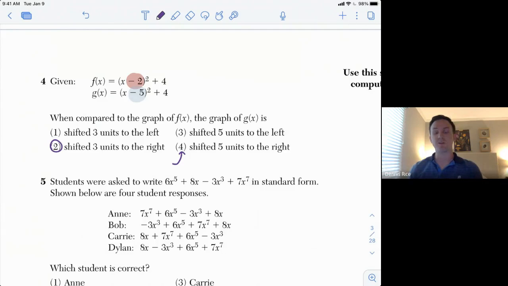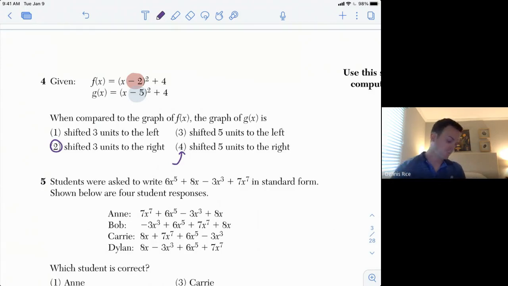If you were just talking about g of x itself, like -5, you're like, oh, 5 to the right. But it says in comparison to f of x. So f of x has been slid 2 to the right. G of x has been slid 5 to the right. So in comparison, it's 3 more to the right. Does that make sense? Yeah, exactly.